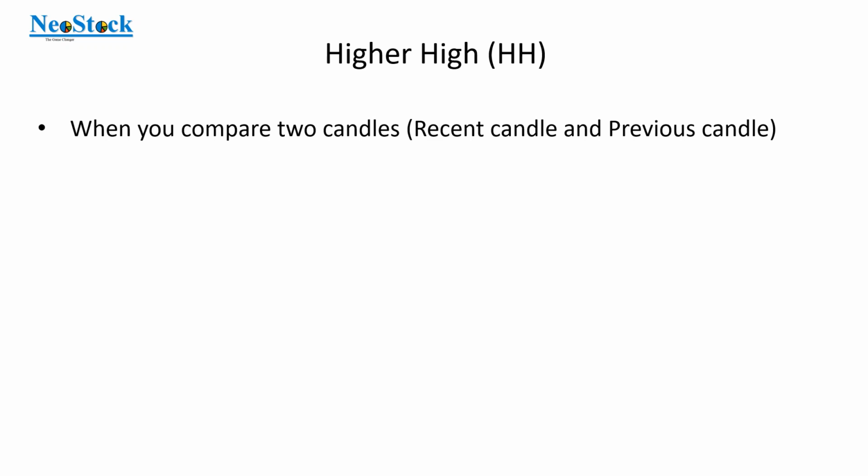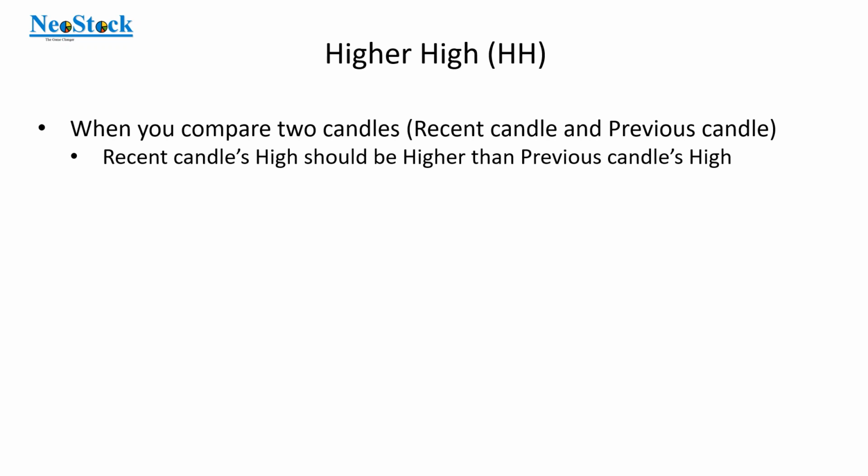So what is a higher high? Let us understand by comparing two candles. One is the recent candle and another one is the previous candle. The one previous to the recent is the previous candle. What is the rule? If you want to understand what a higher high is, the recent candle's high should be higher than the previous candle's high. Then we can call it a higher high, or in short HH.